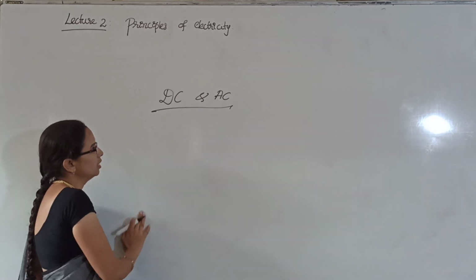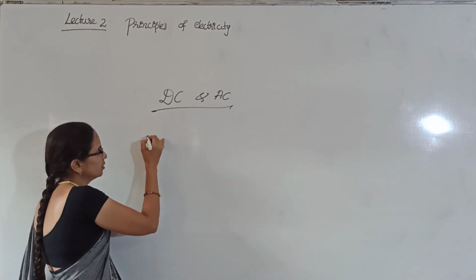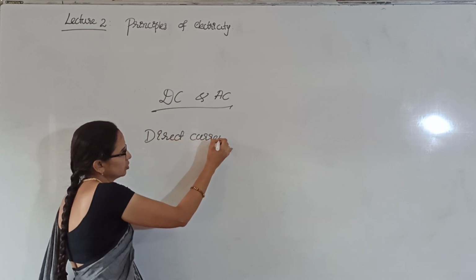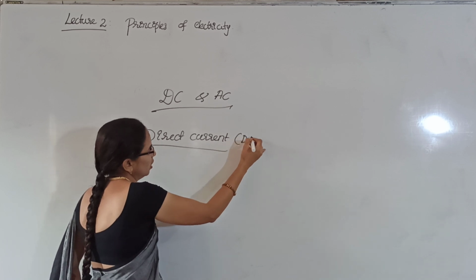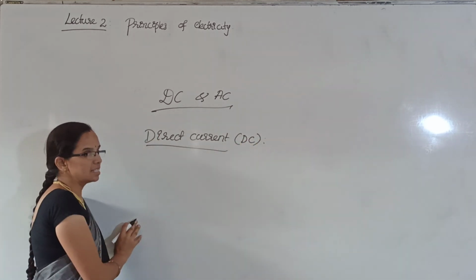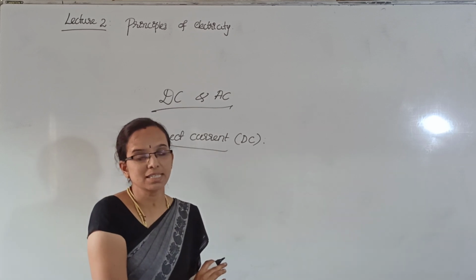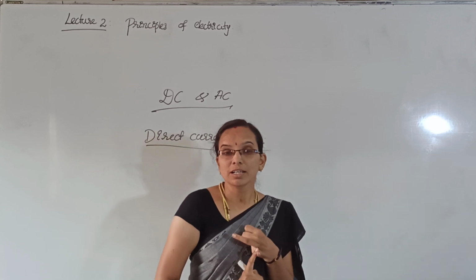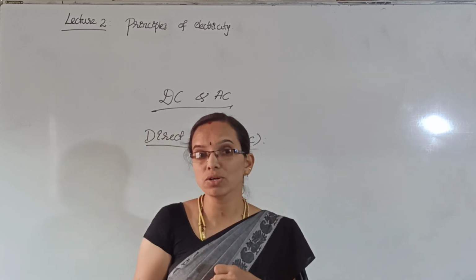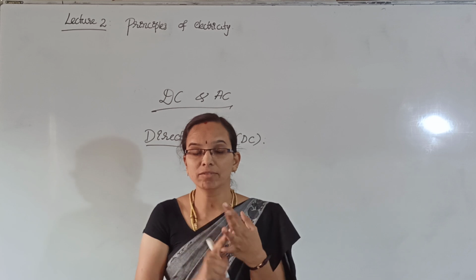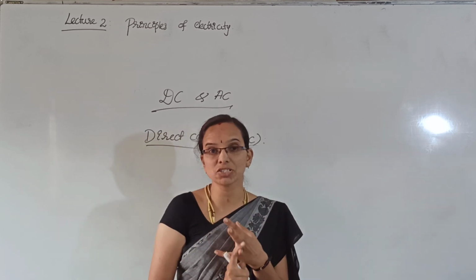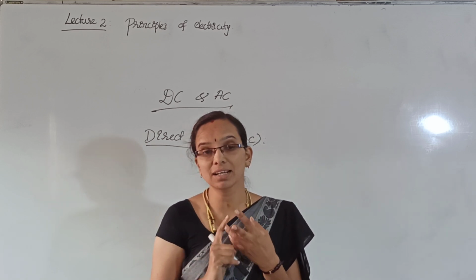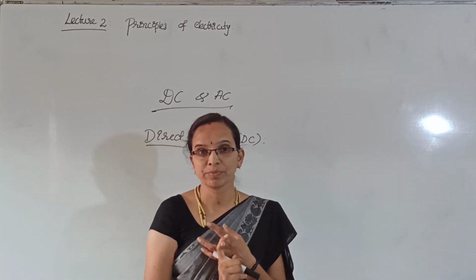That is direct current. DC is nothing but direct current. Direct current is the current which has the same magnitude. It will not change its magnitude. That magnitude remains constant and it flows in only one direction. The current that flows in only one direction, with magnitude remaining constant, is said to be DC current.